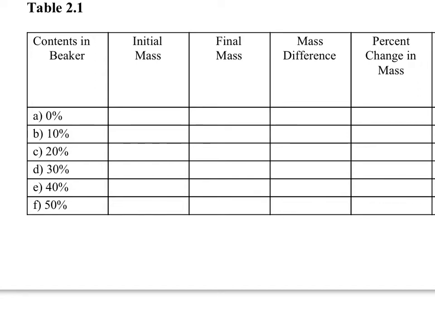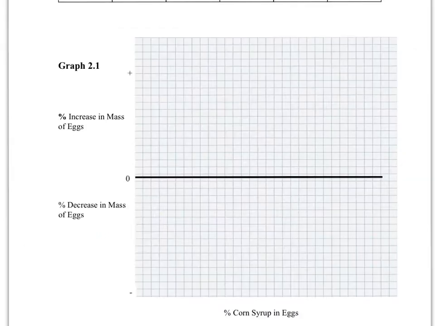Alright, there is no 0 because it popped, so if we read the directions on the bottom of page 2, it says determine the concentration percentage of the egg.